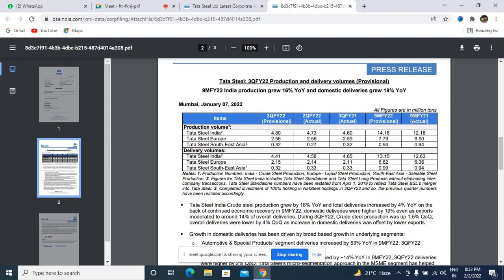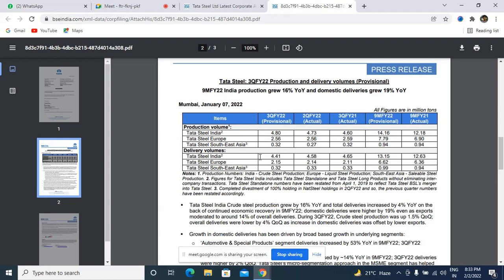Yes. And they are saying India's production grew 16%. So 16% you can calculate it right over here. And deliveries grew 19% year on year. So deliveries, if you just calculate, this is a growth of 19%. You can calculate it personally right now on your calculator and find it out.